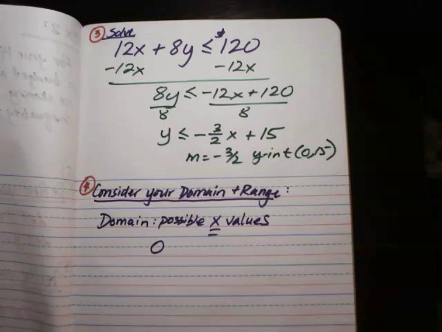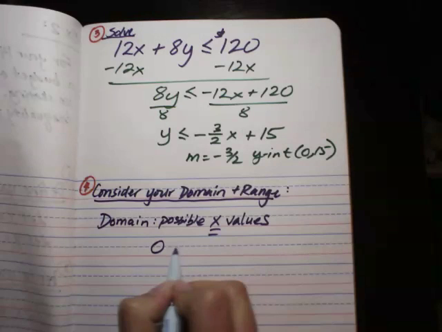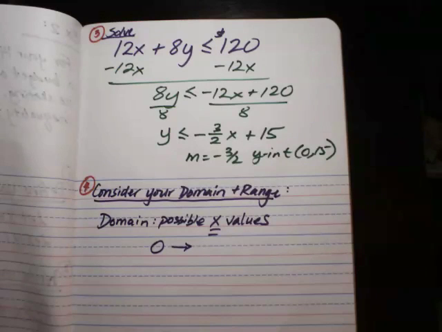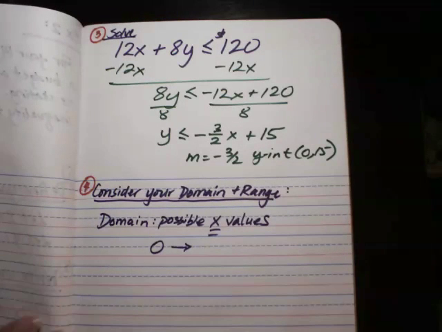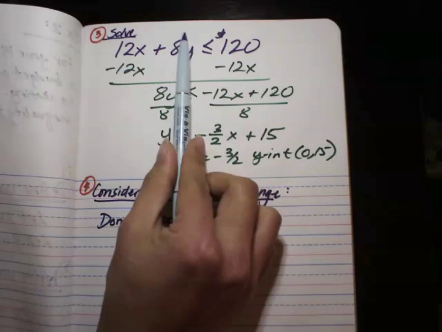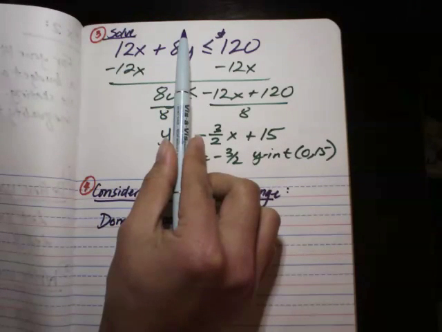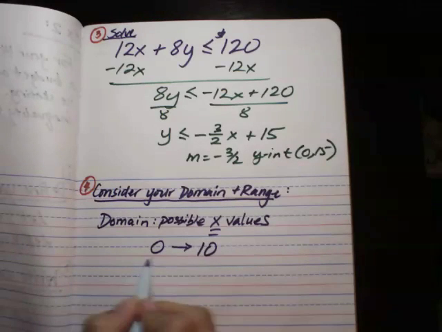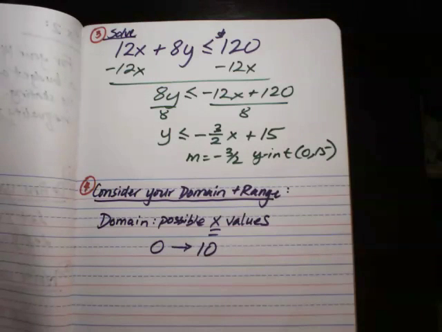Okay, so you can say 0 adults. And what would be the max amount of adults you can have? Let's look at our equation. If no students come, so we can block out that 8y, you can see that if no students come, you can bring 10 adults with you. So your x values go from 0 to 10. Notice you don't have any negative numbers because you can't bring negative adults.